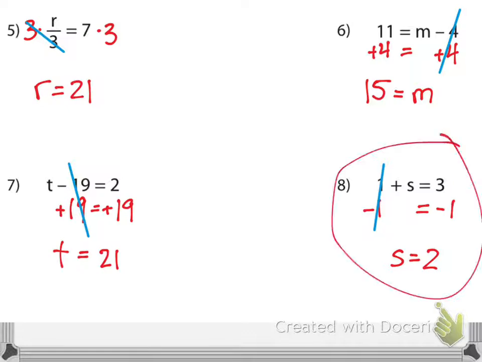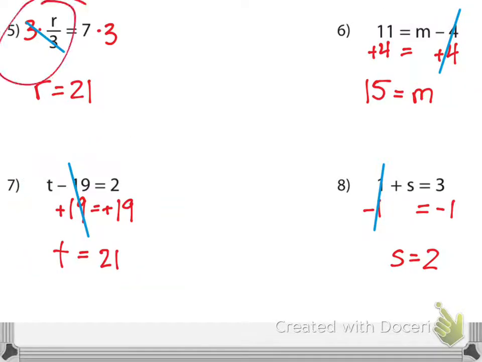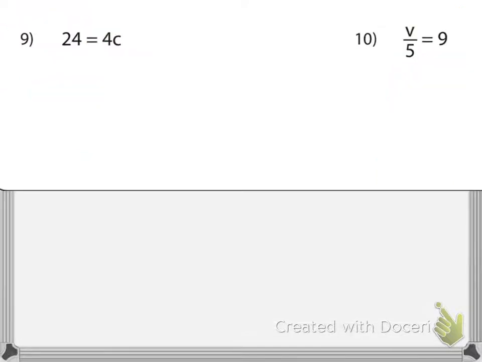Again, the way we can check it is literally just plug these in, right? 1 plus 2 is 3. 15 minus 4 is 11. 21 minus 19 is 2. 21 divided by 3 is 7. That's how we just check our work. What about these last 2? So these last 2 problems.